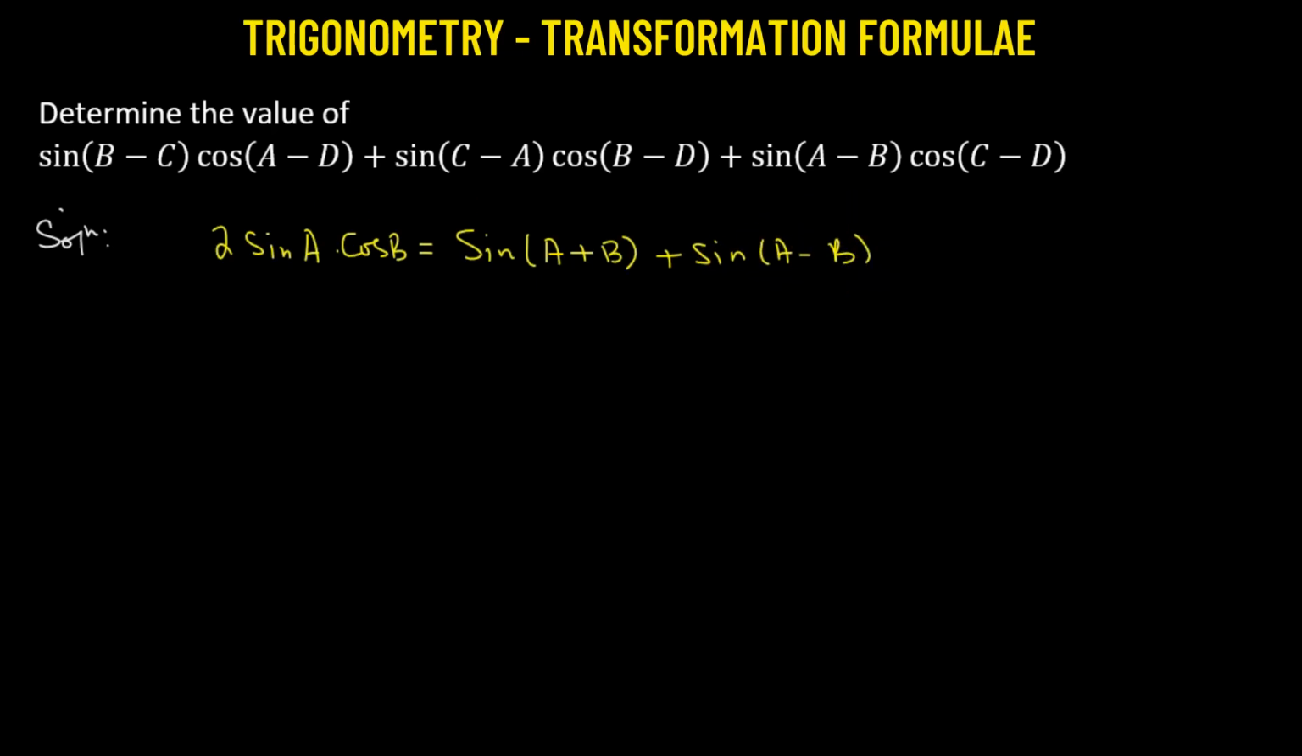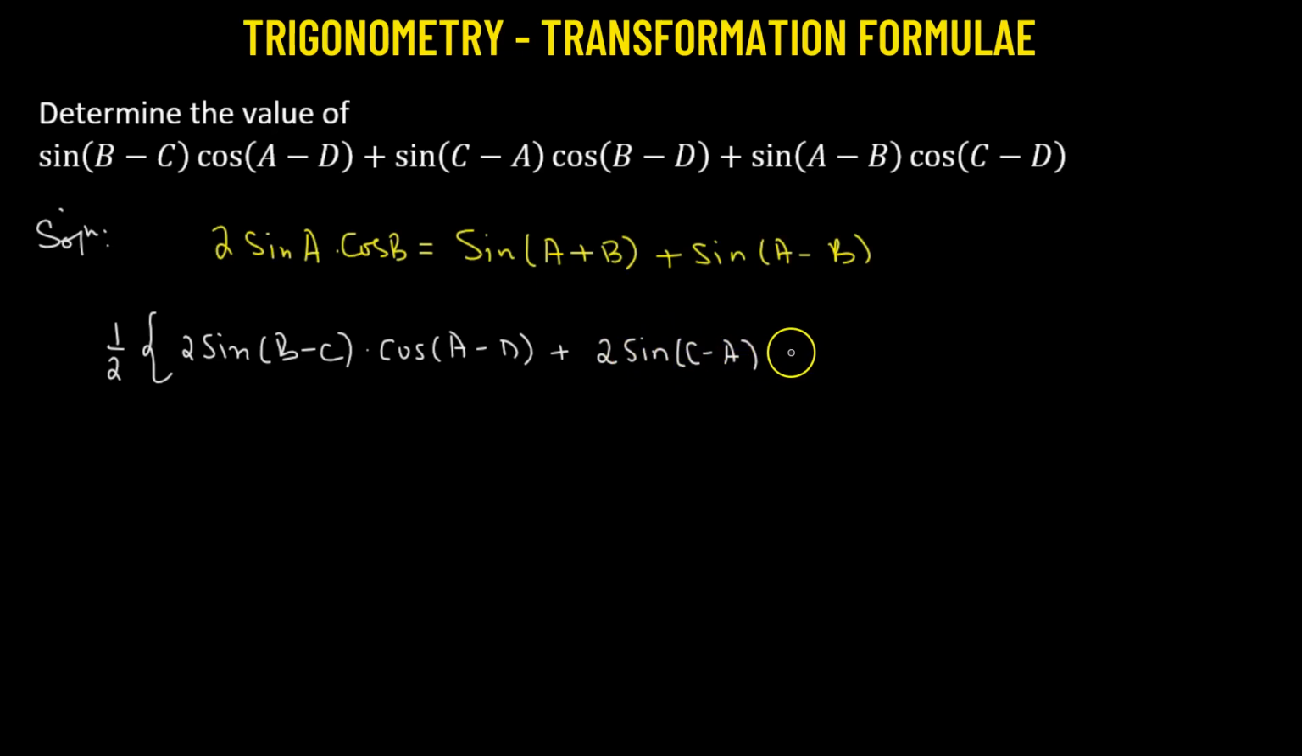Now, if we observe the problem, we'll see that here we have the factor 2 missing. So that's not a big issue. All we have to do is multiply and divide by 2. So that means now we will get half times 2 times sine of B minus C times cosine of angle A minus D. So this is going to be the first term. Then the second term will be 2 times sine of angle C minus A times cosine of angle B minus D. Then the third term will be 2 times sine of angle A minus B times cosine of angle C minus D. Right. Now we can apply the transformation formula.